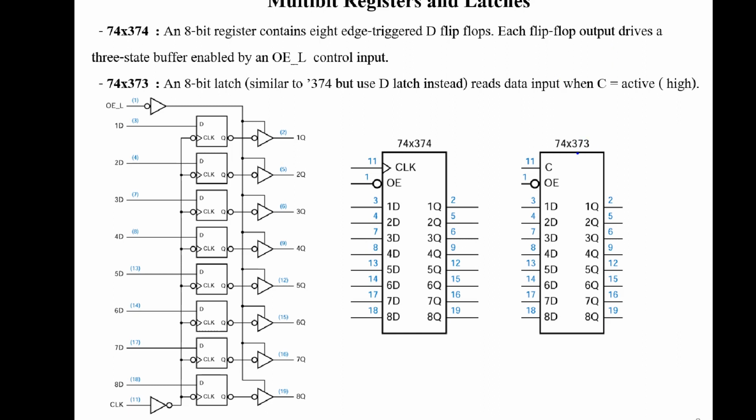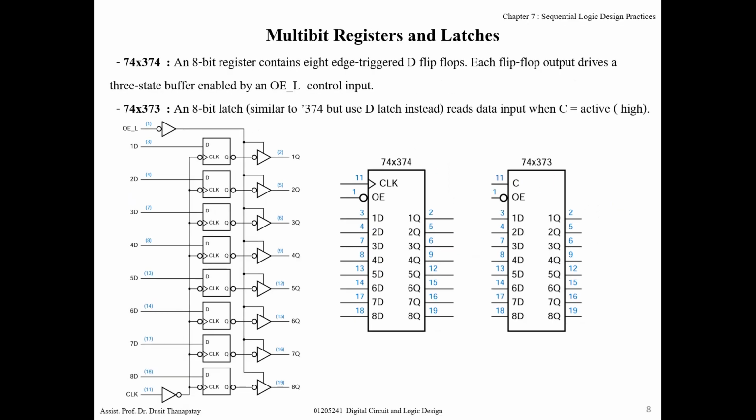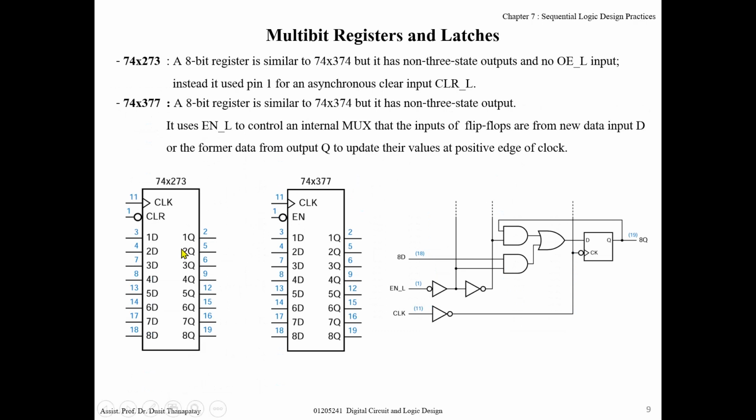And for this IC, 373, it's similar to this one, but it's not a flip-flop, it uses a D-latch instead. And it should show some other register. This one is 273, 8-bit also, and clear.